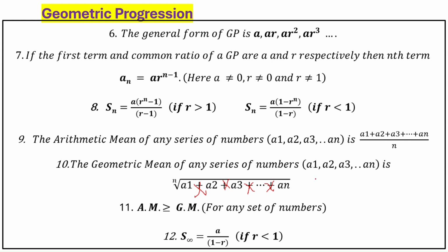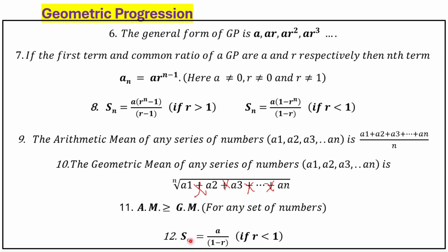Now AM is greater than GM always. If you want, you can prove that. Arithmetic mean is always greater than or equal to geometric mean. Now in geometric progression, you have one more equation.